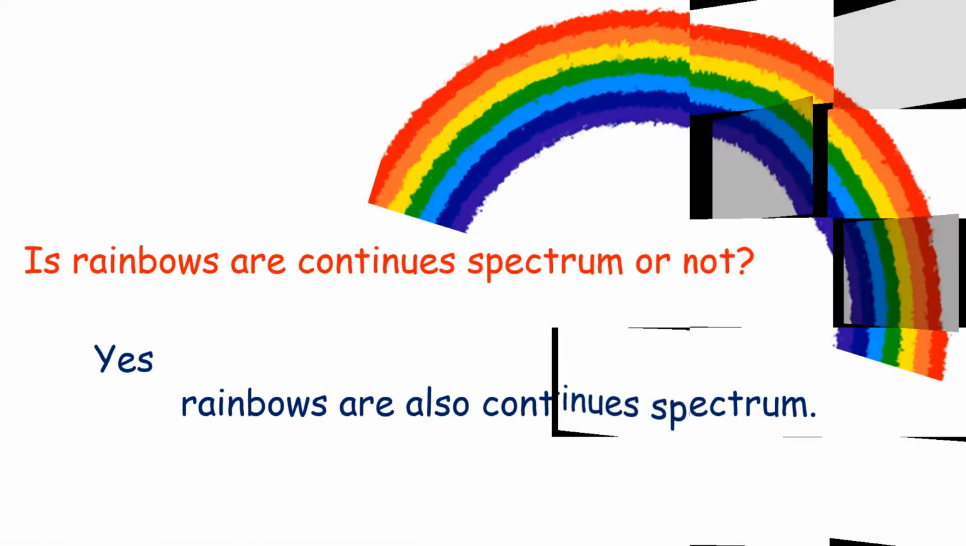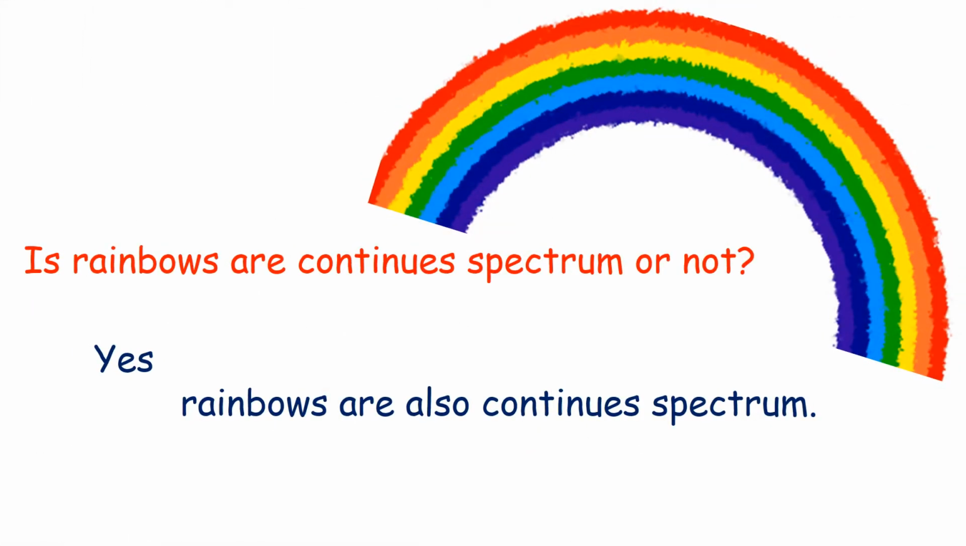Are rainbows continuous spectrums or not? Yes, rainbows are also a continuous spectrum. You will see no gap between two colors. One color overlaps with another color.